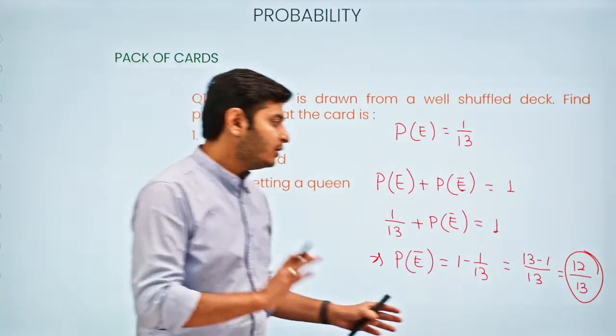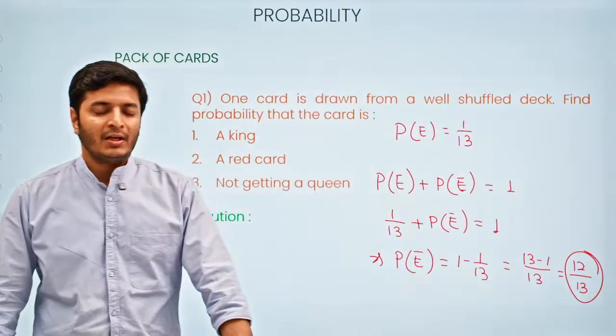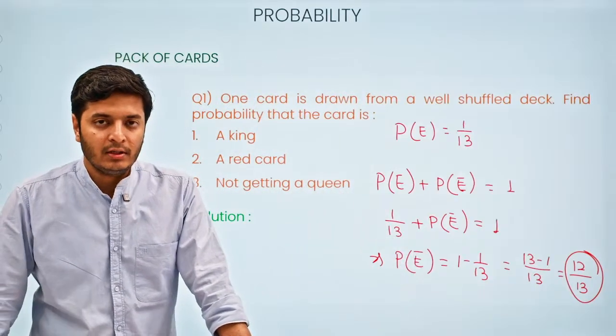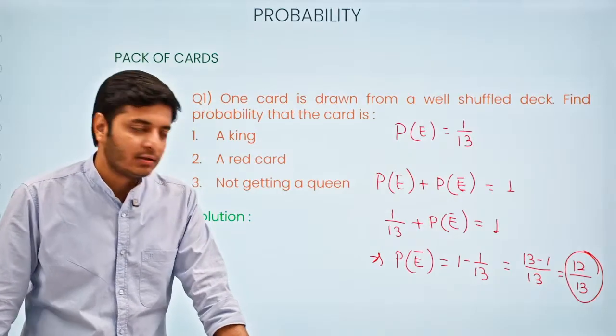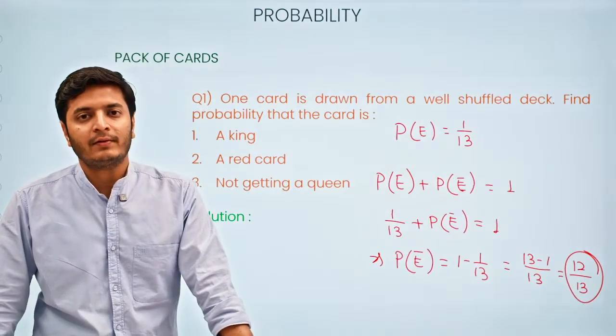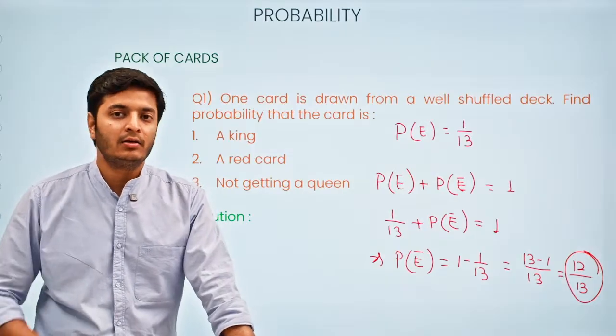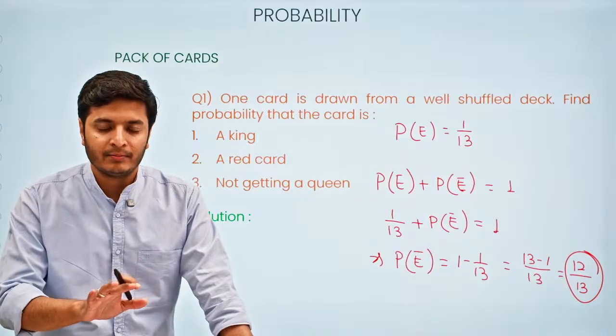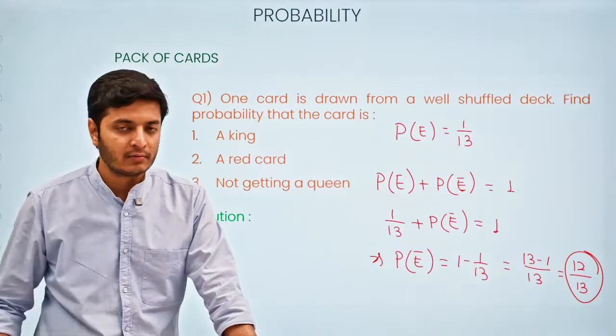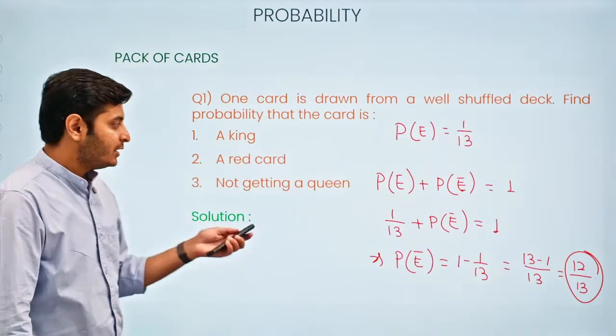So again we are getting the same answer. There are two ways to find this probability. Either you can find the probability of getting a queen first, then subtract that value from 1, or you can find the probability of getting not a queen by finding the total number of cards which are not queens. In this case, that is 52 minus 4. So there are two ways.